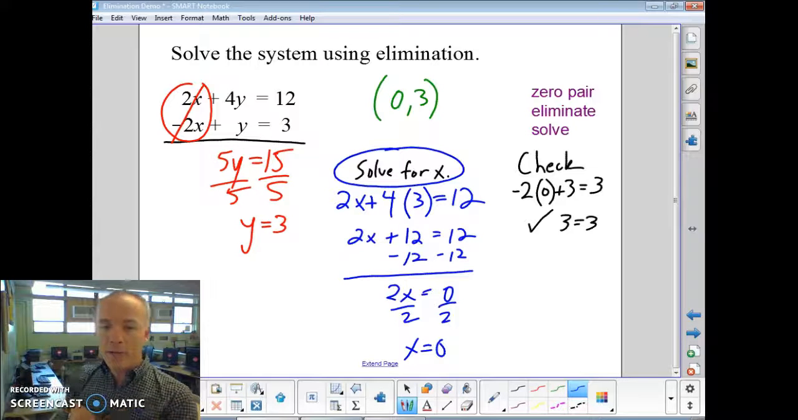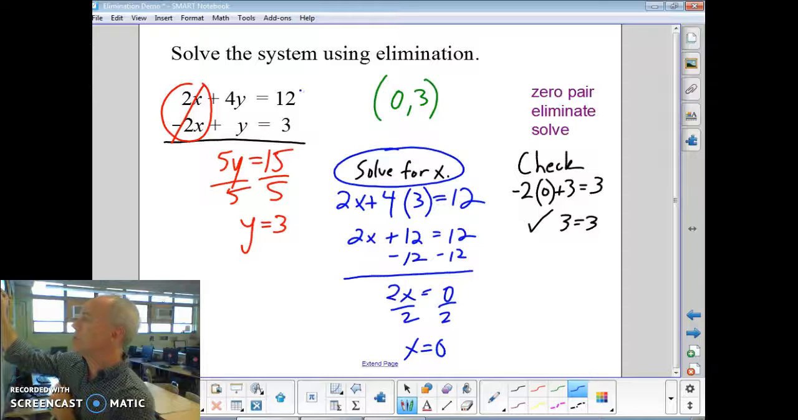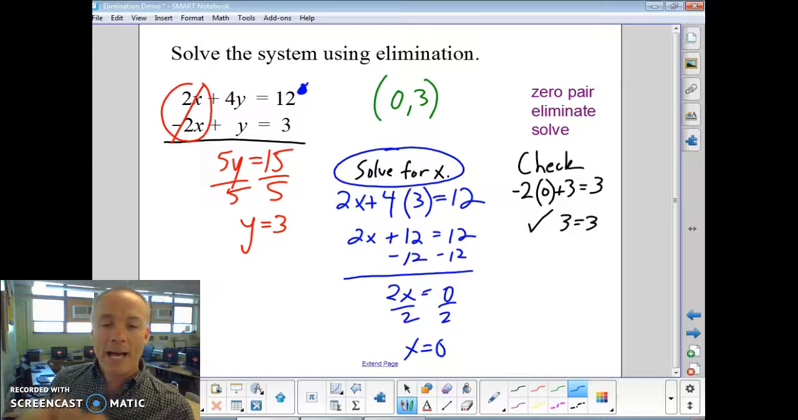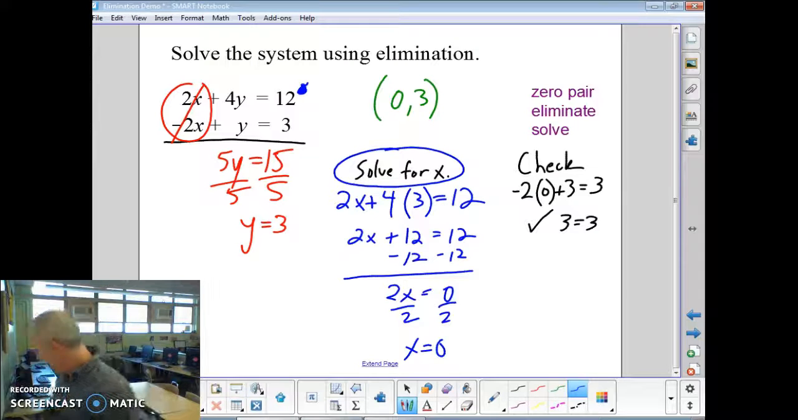To check it, we're going to use the other equation. We use this first equation right here, 2x plus 4y equals 12, to find out what x needs to be. So now we should check it with the other equation, and when you check it, it works.